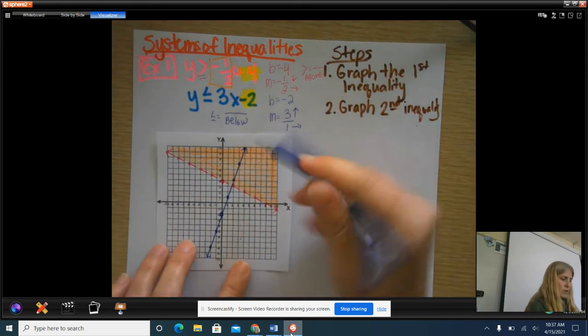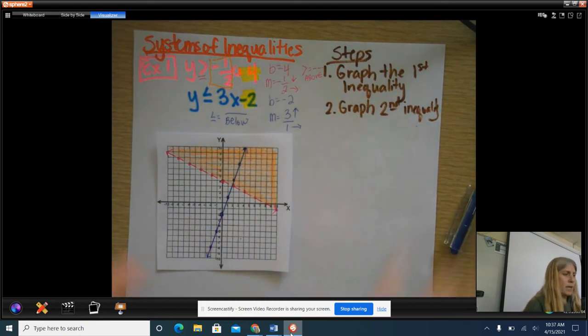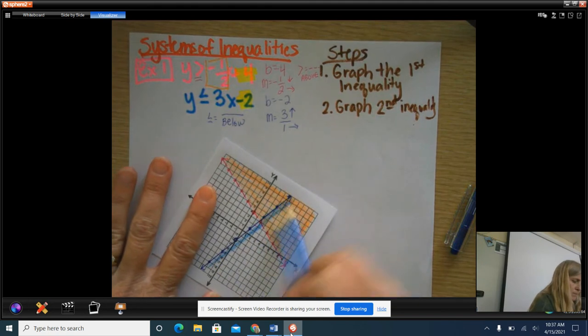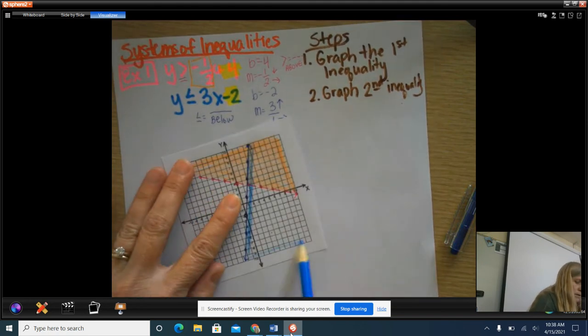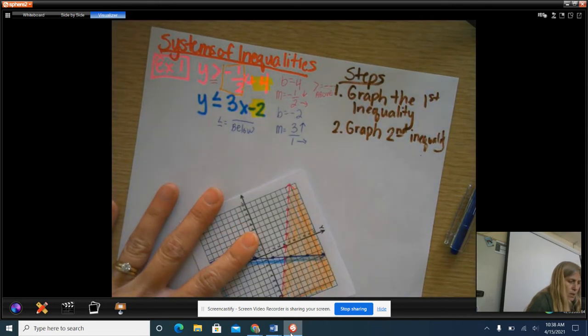Remember, if you're not quite sure, we pretend to put a weight on there, and we see that the below would be on this side. And so now we're going to shade nicely, not scribbling, below that mark.